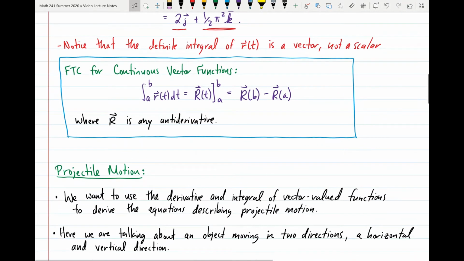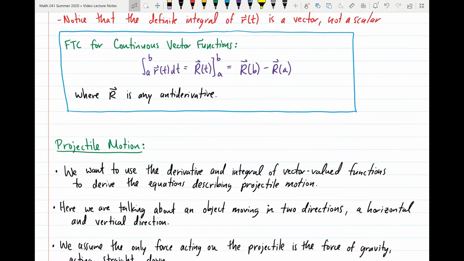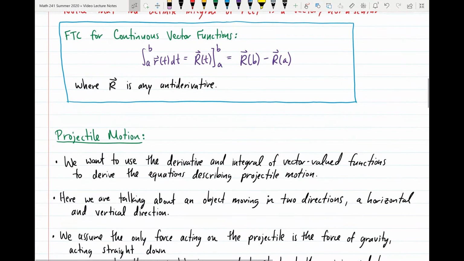And finally, here's the fundamental theorem of calculus for continuous vector functions. So the definite integral from a to b of a vector valued function r of t dt is equal to big R of b minus big R of a, where big R is any antiderivative of little r. So this is the same as the fundamental theorem of calculus that we developed in, I think, chapter 5 towards the end of Calc 1 for scalar functions. So we have the same fundamental theorem of calculus for vector valued functions.